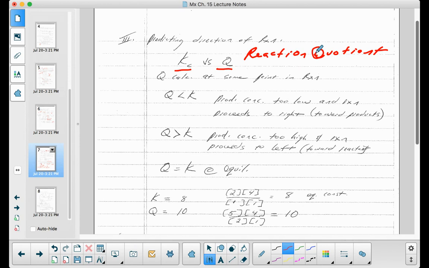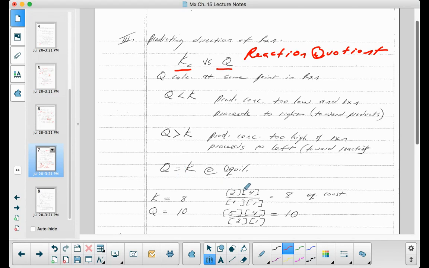I'm going to give you an example of it in just a minute. And then we compare it to K. So if Q is less than K, the product concentration is too low and the reaction proceeds to the right toward the products. And if Q is greater than K, the product concentration is too high, and according to Le Chatelier's principle, the reaction will proceed to the left. And they talked a lot about Le Chatelier's principle in the videos for the lab. So if Q is equal to K, then you are right at equilibrium. So those are the three conditions that you want to be able to look for.